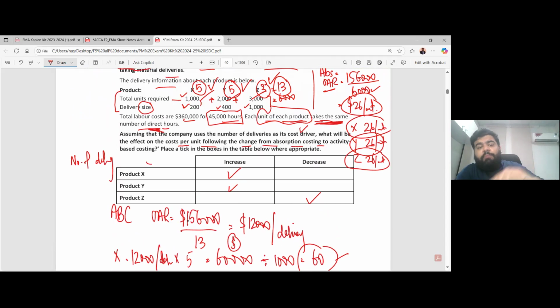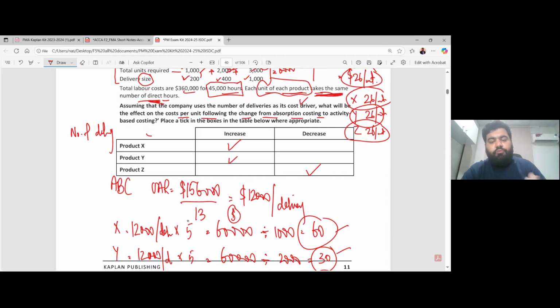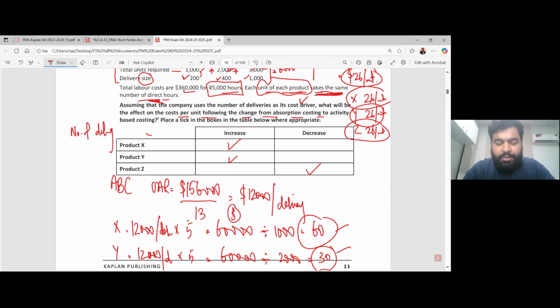So sometimes this type of question comes, where he is saying that according to absorption data, calculate production overhead per unit, then according to ABC calculate and just compare whether it's increasing or decreasing. Sometimes it asks you in numbers, just take the difference of that for the answer. For one product, for two products, like here he's asking for three, all the products.